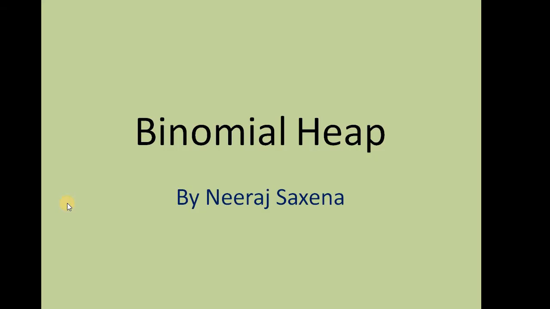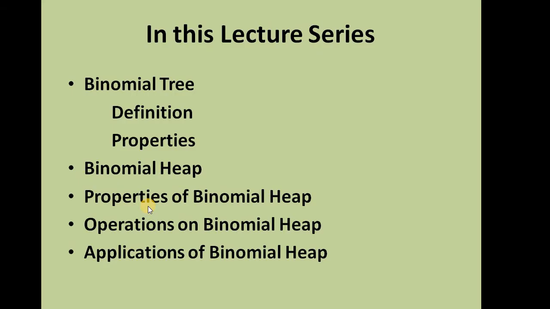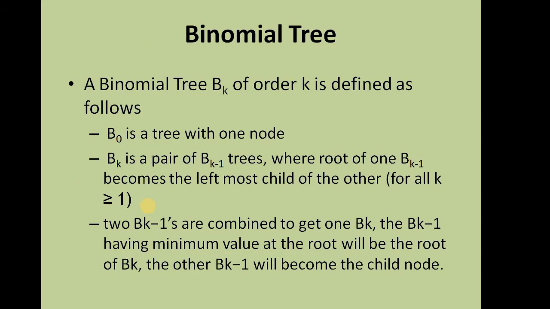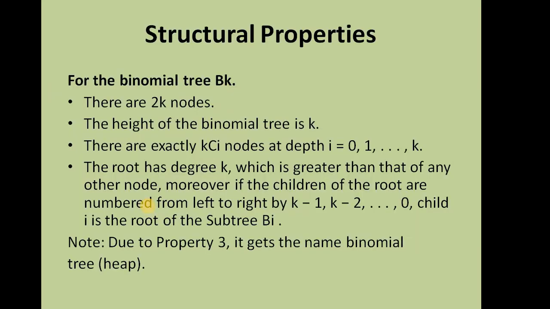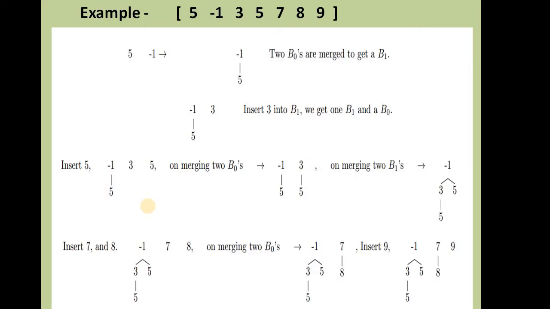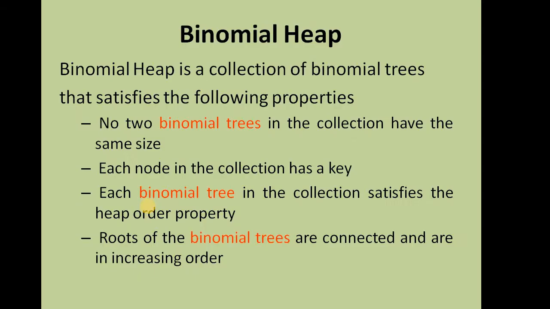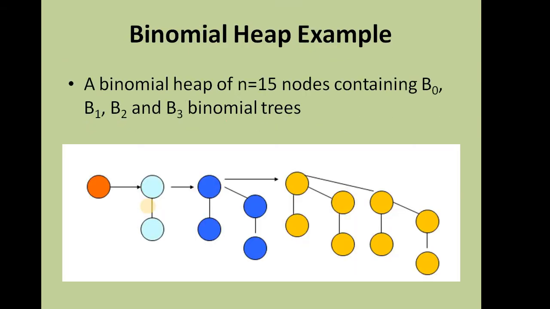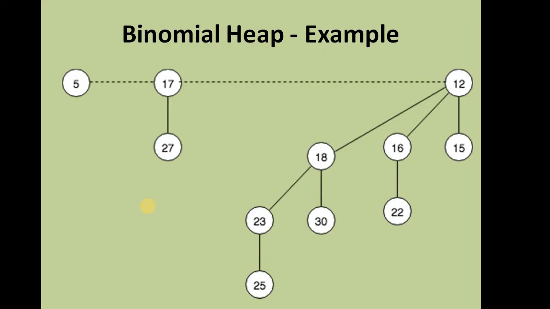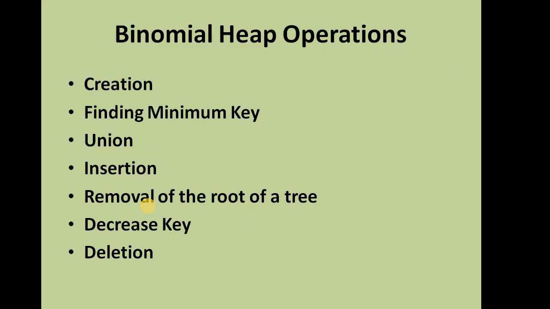Let's see what we have already talked about in the previous two lessons. We had talked about the binomial tree, binomial tree's example. We had seen what the structural properties of a binomial tree are. We had seen an example of how we can create a binomial tree. Then we had seen the definition of the binomial heap, an example of the binomial heap, and we have already seen the operations on binomial heap.